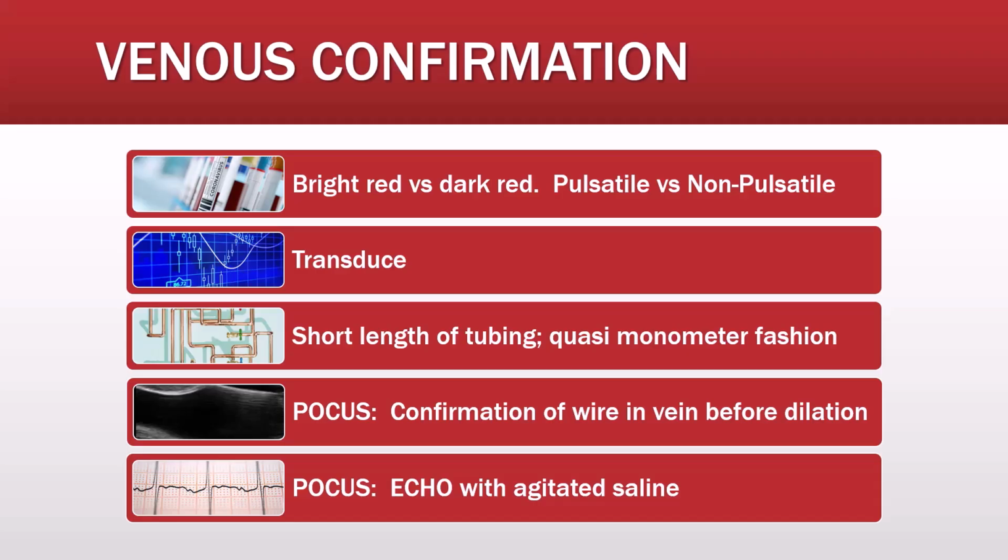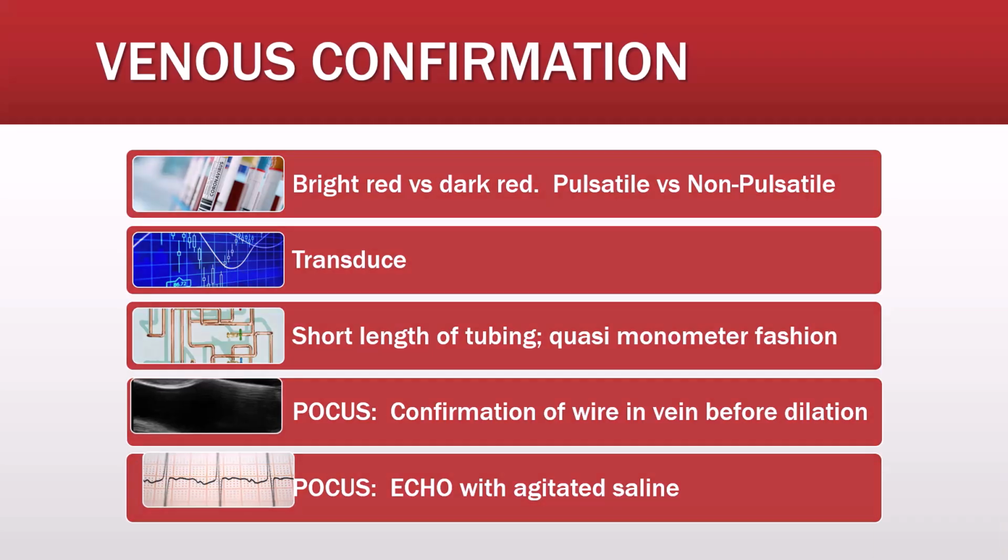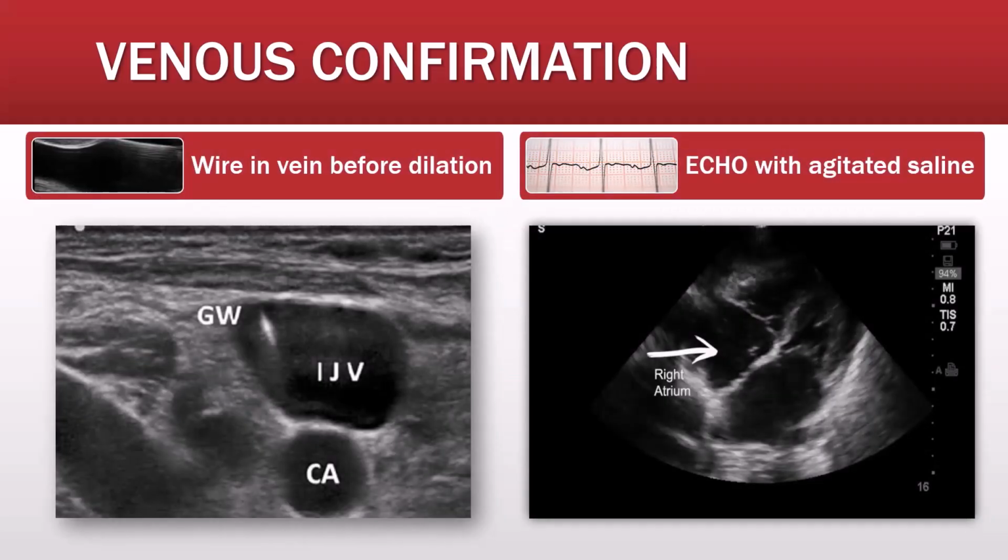Next, and probably the best, is using point-of-care ultrasound to confirm a guide wire in a venous structure before you dilate, before you insert a central line. Lastly, venous central line insertion can be confirmed with agitated saline. Let's explore the latter two items in the next set of slides. After a perceived venous cannulation, we can confirm that cannulation by imaging the guide wire within the vessel, prior to dilating the vessel or inserting a central line.